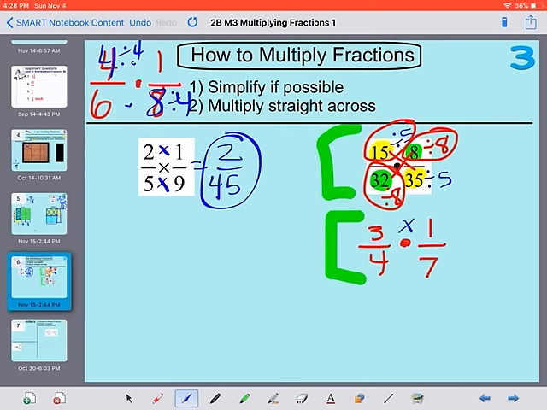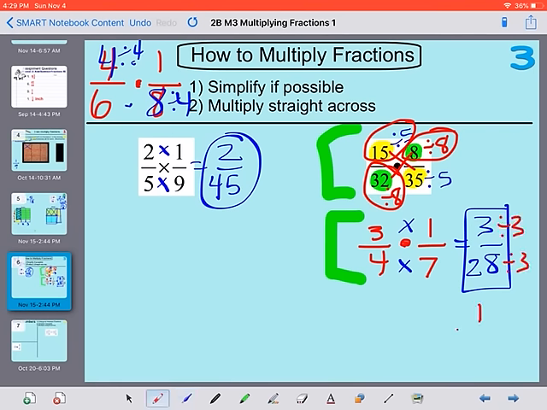So multiplying straight across, 3 times 1 is 3. 4 times 7 is 28. And that is our best answer. Oh, we can actually simplify that a little bit. If we divide it by 3, that would really give us 1 over, oh, no, I'm thinking 9 times 3 is 27, not 28. We're good. That's our best answer right there. 3 over 28.